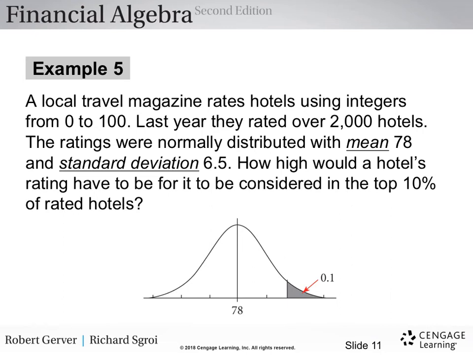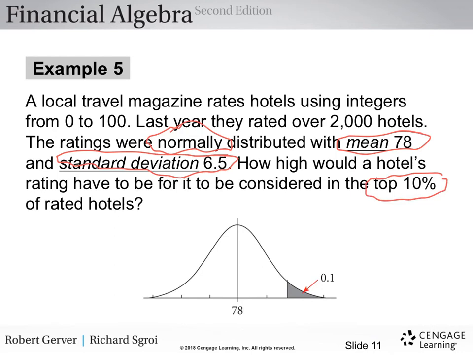All right, let's look at our last example here. A local travel magazine rates hotels using integers from 0 to 100. Last year, they rated over 2,000 hotels. The ratings were normally distributed with a mean of 78 and a standard deviation of 6.5. How high would a hotel's rating have to be for it to be considered in the top 10%?